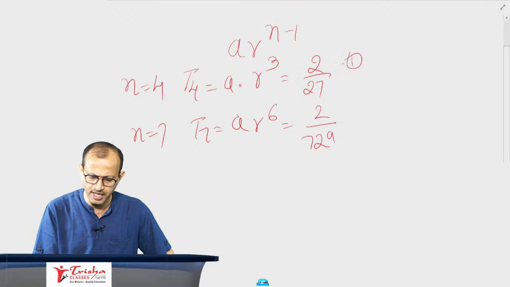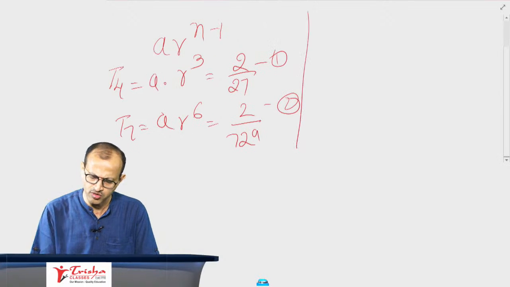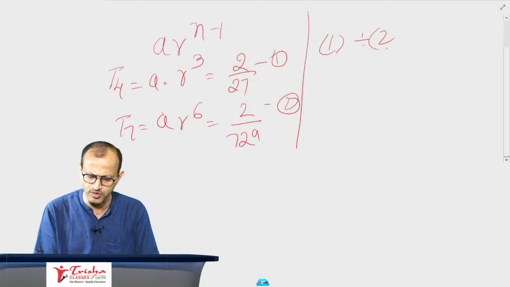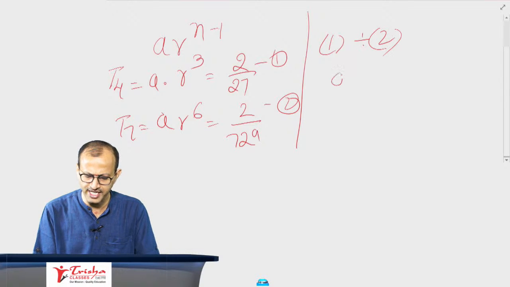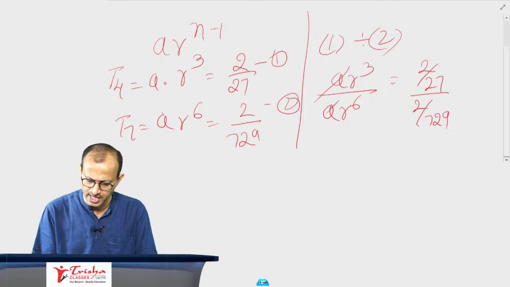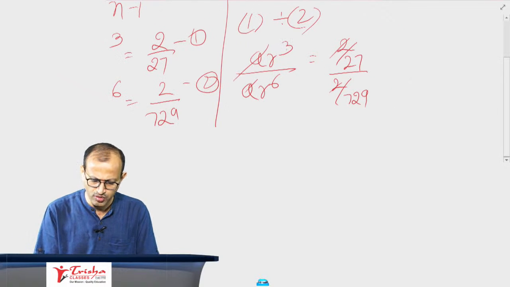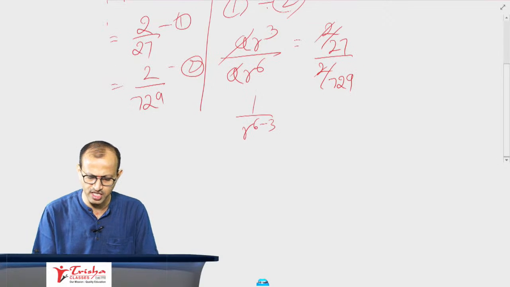I did 2 by 1. Sir, I don't want to do 2 by 1. I will do 1 by 2. No problem. Consider 1 divided by 2. Left side a r to the power 3 by a r to the power 6. Right side 2 by 27 by 2 by 729. a cancels. 2 cancels. Finally, you remain with r cube by r to the power 6, that is 1 by r to the power 6 minus 3. You cannot write 3 ones and 3 twos.